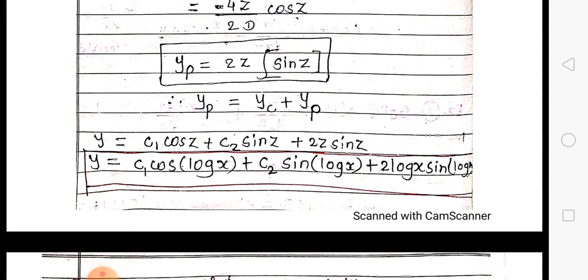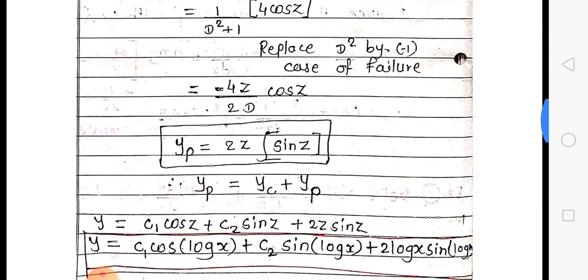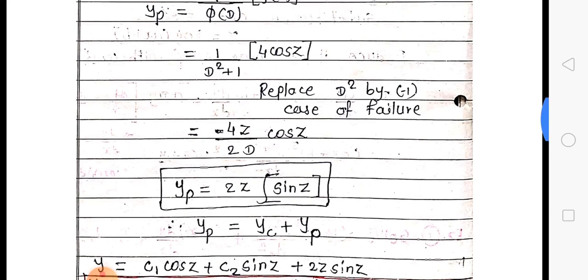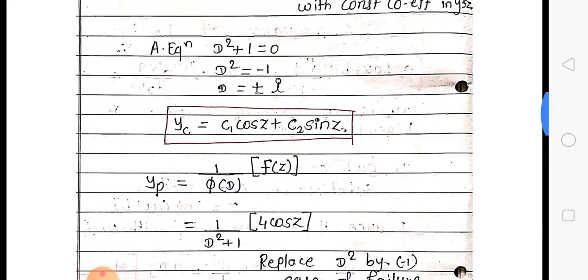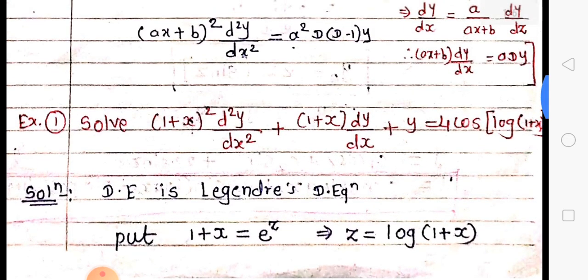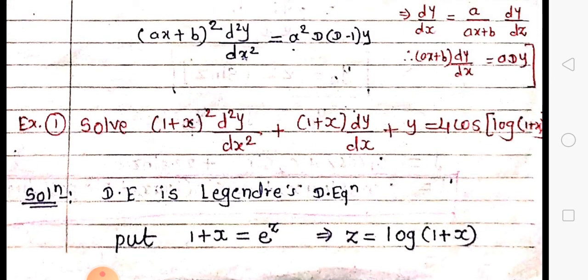This is the solution in terms of y and z, but we want the solution in terms of x and y. Therefore, rewrite the value of z. z is log of 1 plus x. We put the value log of 1 plus x, and we got the solution for the given equation. In this way, we find the solution for Legendre's linear differential equation by taking the substitution 1 plus x is equal to e raised to z. Thank you for watching the video.